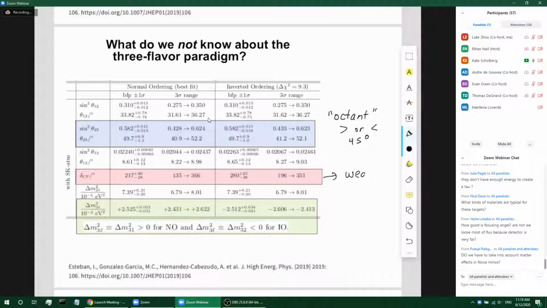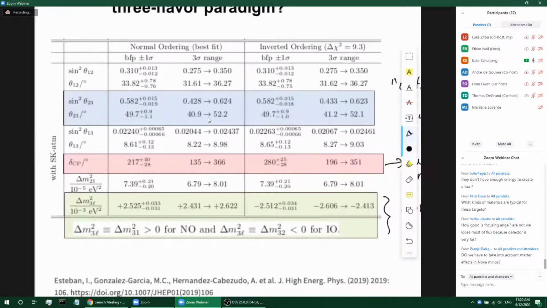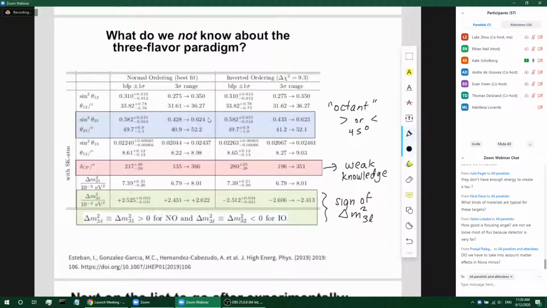So for CP violation, we now have a little bit of knowledge. We still have weak knowledge. I'll come to the recent T2K result in a little bit, but we don't know very much about CP violation. And then we don't know the sign of delta m squared, the so-called mass hierarchy. We don't know if it's two heavy and one light, that's the so-called inverted, or two light and one heavy. Okay, and so that is still an unknown.